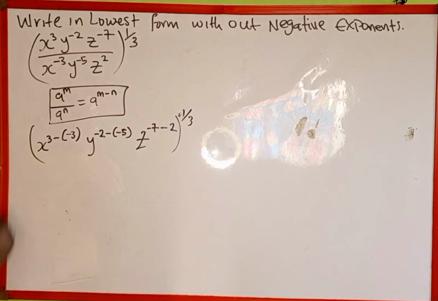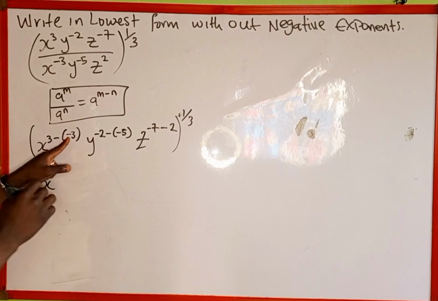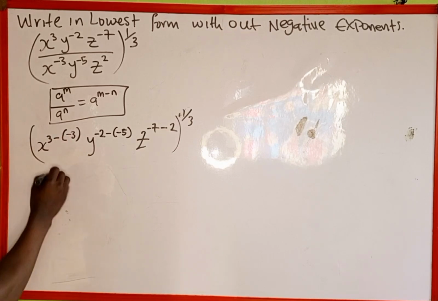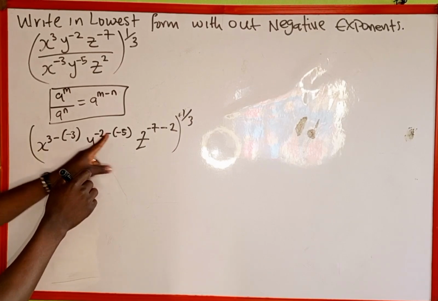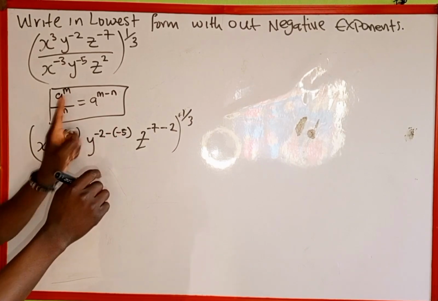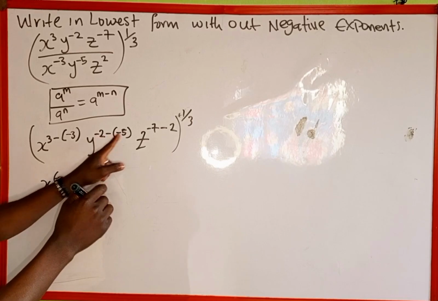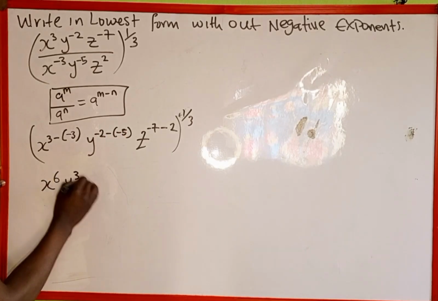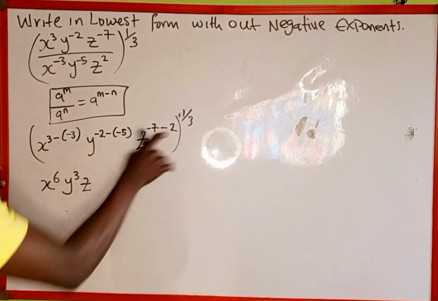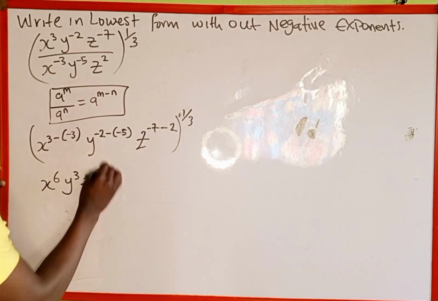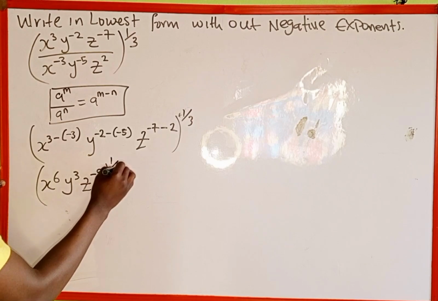So the next thing we're going to simplify, we have x here. Negative multiplied by negative is positive. Then 3 plus 3 is going to give us 6. Then y, we have negative 2 here. Negative multiplied by negative is positive. Then negative 2 plus 5 is going to give us a positive 3. Then the next is z. Negative 7 minus 2 is going to give us negative 9. And all raised to the power of 1 over 3.